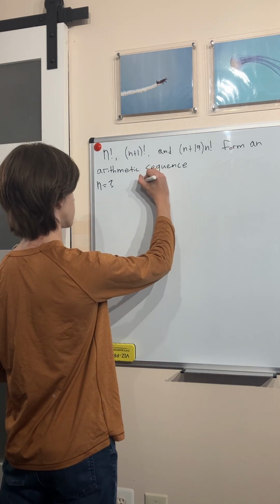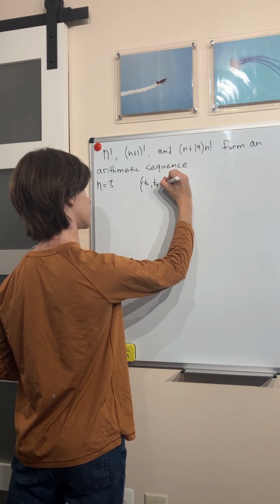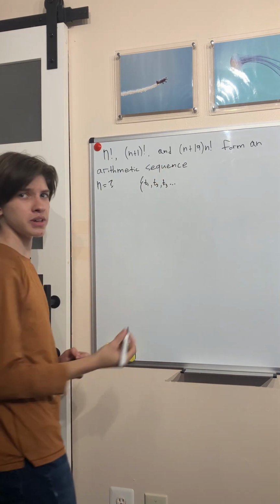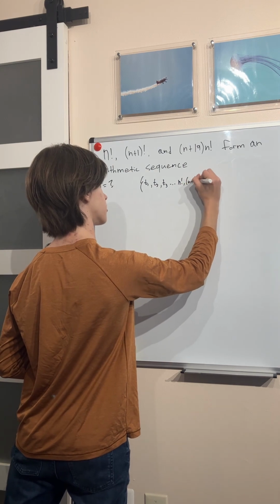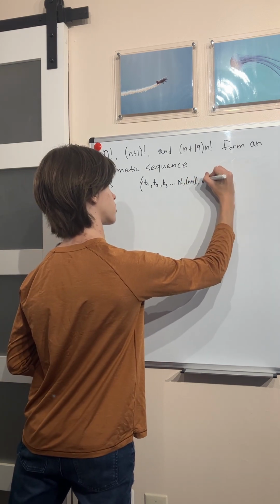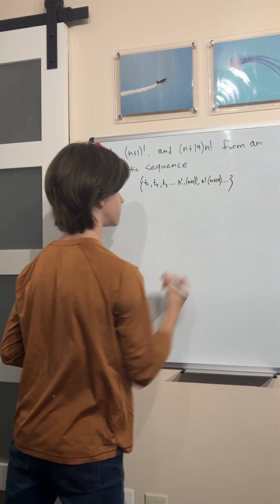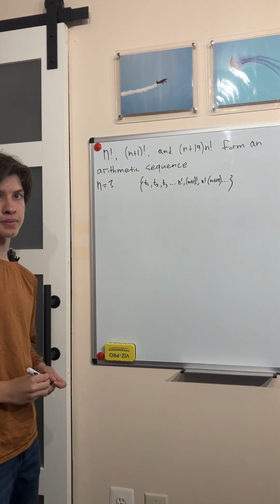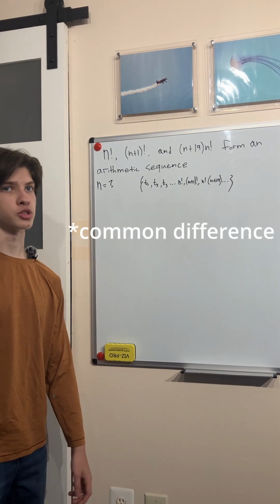That means these terms belong to some sequence. Let's say we have terms t1, t2, and t3, and so on. And in the middle, we have our terms of n factorial, (n+1) factorial, and n factorial times (n+19), and so on. And the arithmetic sequence, by definition, means that all these terms have the same common ratio between each other.